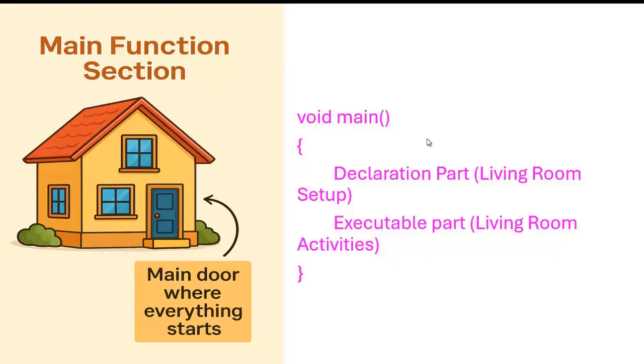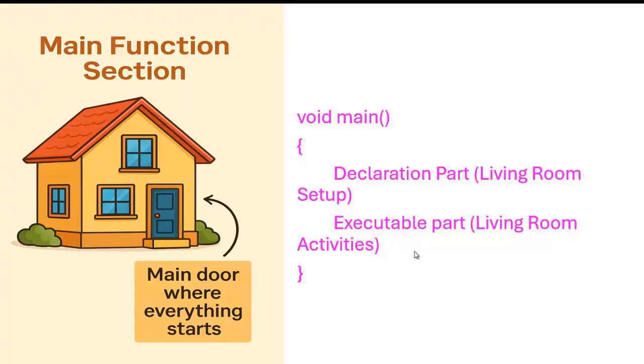It contains two parts, declaration part and executable part. Declaration part, living room setup. So this is our living room setup, our declaration part. In the living room, we place the sofa, TV or fan controller. Similarly, inside main function, we declare variables that we want to use.